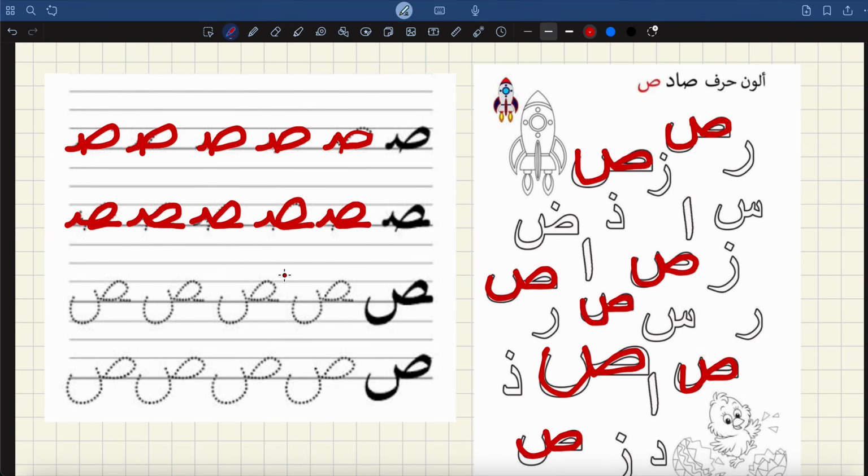Now the Sad at the end of the word, connected. We are drawing a line from right to left. After that, we draw the oval shape and continue the line leftward, then draw a half circle shape like this. After that, like this. Again, like this.